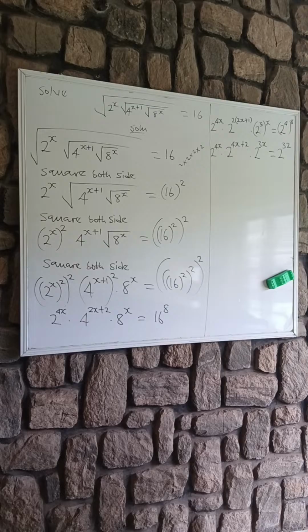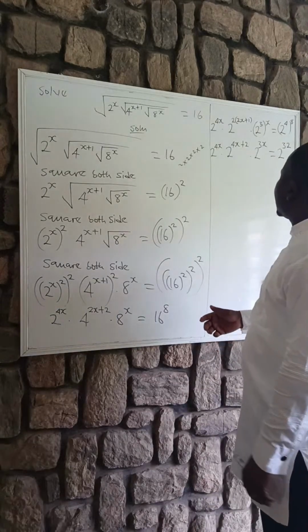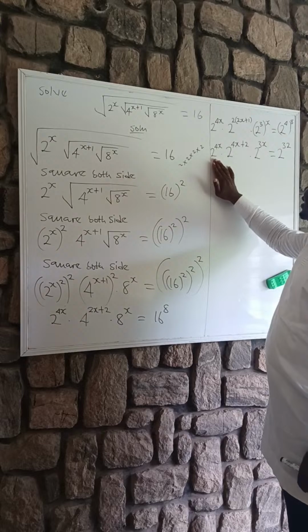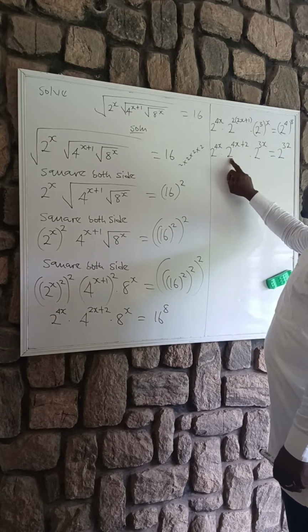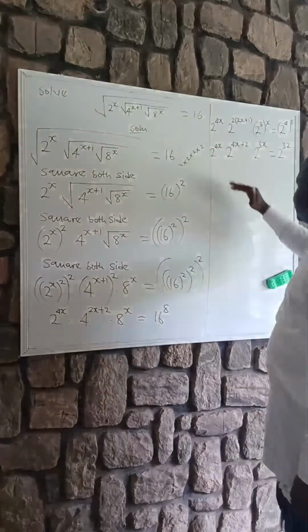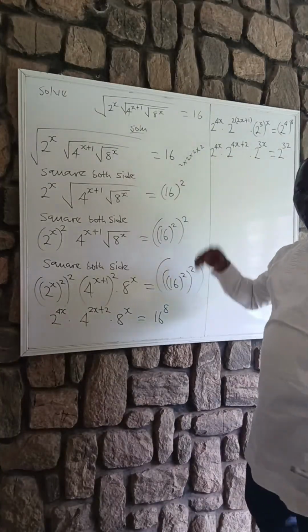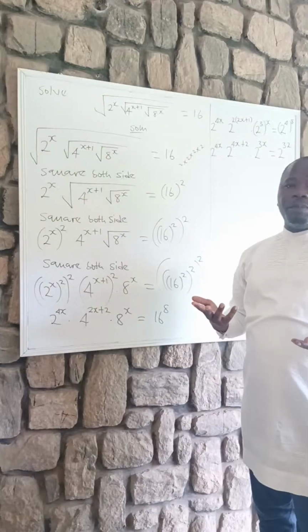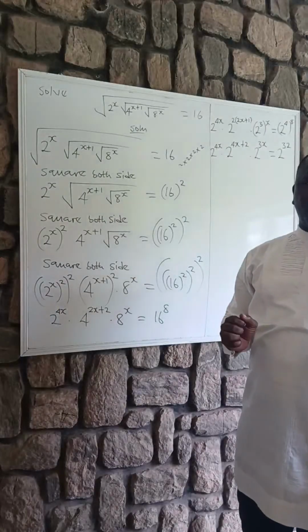Okay. Yeah. So let's proceed. In indices, when this one is multiplying this, true or false? And if the bases are the same, what do we do? We pick one of the bases and add the powers, true or false?